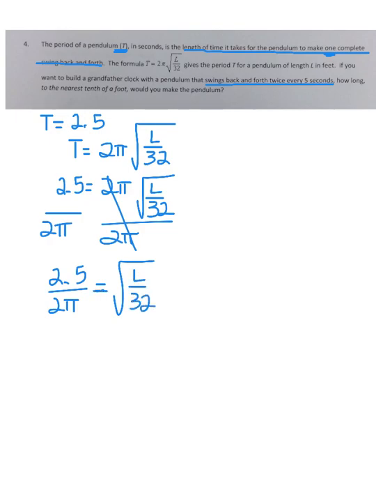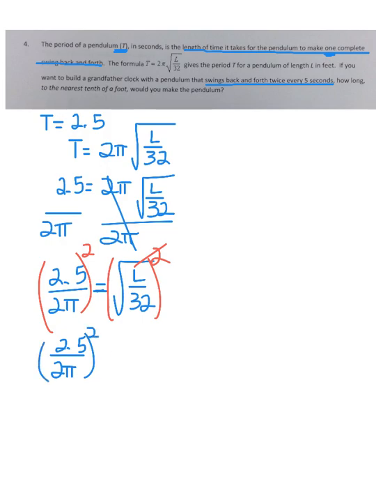Now remember, if I want to get rid of the radical, I'm going to square both sides. Square the right, which will cancel out the radical. Square the left. Don't worry about the fact that it's ugly. That's why we have calculators. So I have the radical isolated and I made it disappear by squaring both sides. So I have this quantity right here, and it just equals L over 32.